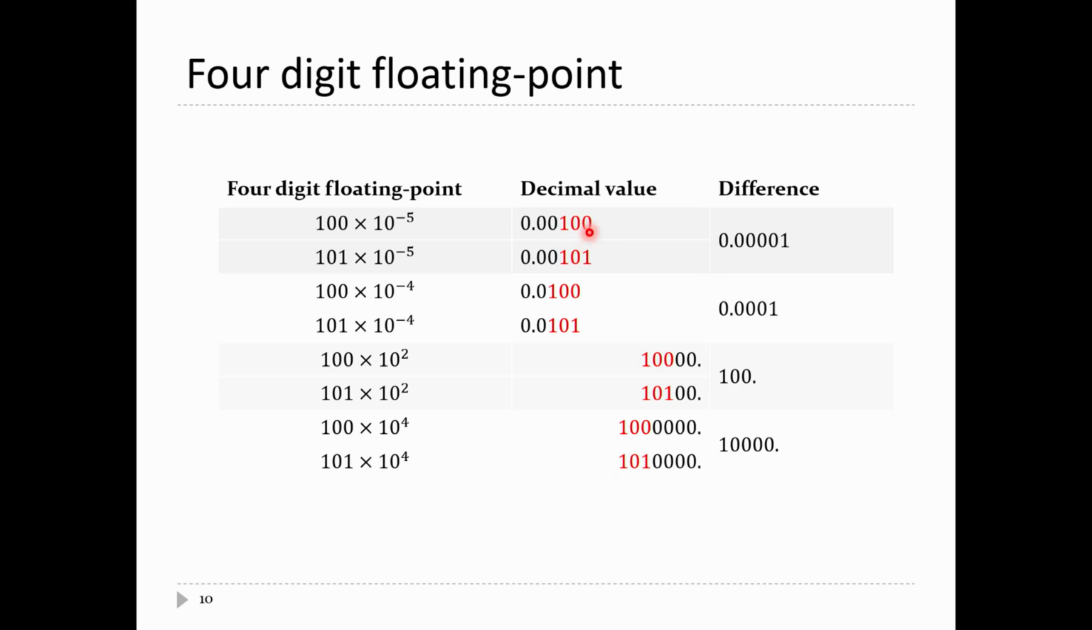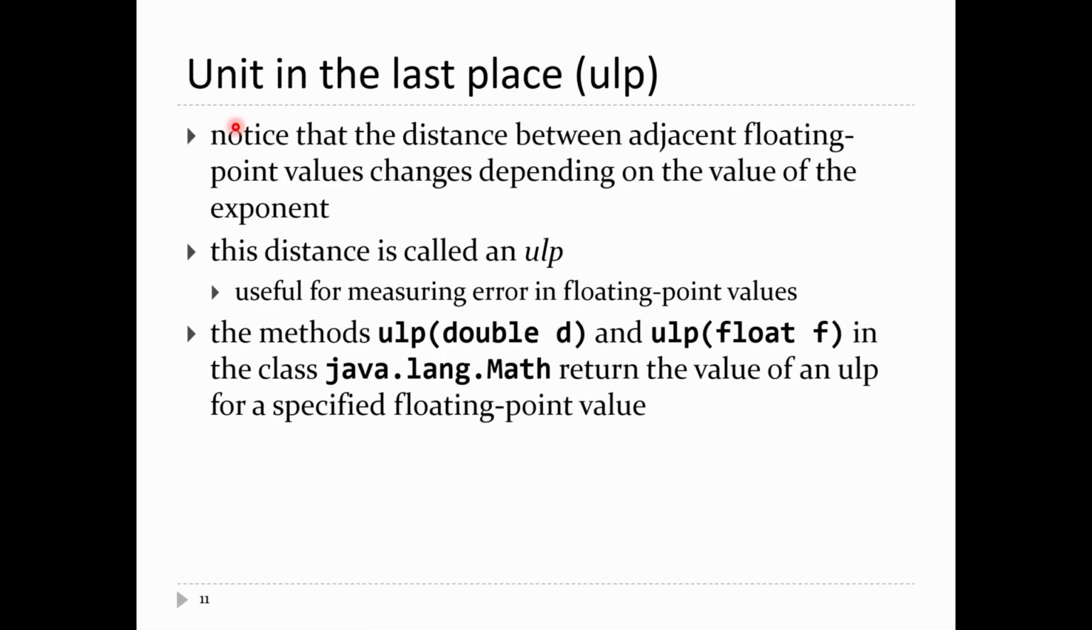But if you pay attention to what's happening in the last digit, because our digits start with an integer, adjacent numbers always differ by one in the last unit. So in the digit on the far right, the next value would be 102 times 10 to the minus 5, and that would be 0.00102. And so the distance between adjacent floating point numbers is always one unit in the last place.